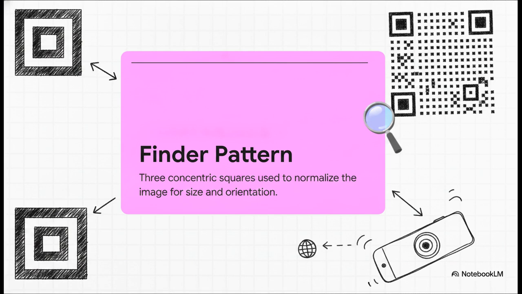Think about how groundbreaking this is compared to a traditional barcode. You don't have to perfectly line up a laser beam like a grocery store clerk. You can scan it upside down, from a weird side angle, or while speed-walking past a poster on the street.